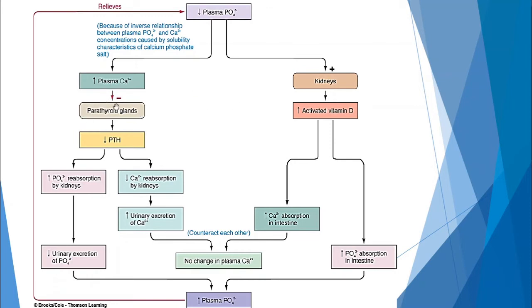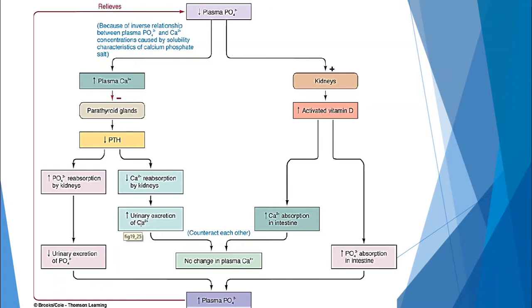As we've already seen, this inhibits the parathyroid glands, decreases the parathyroid hormone release, and in effect increases the phosphate reabsorption by the kidneys and decreases calcium reabsorption by the kidneys. So there is higher excretion of calcium in the urine and lower excretion of phosphate in the urine.